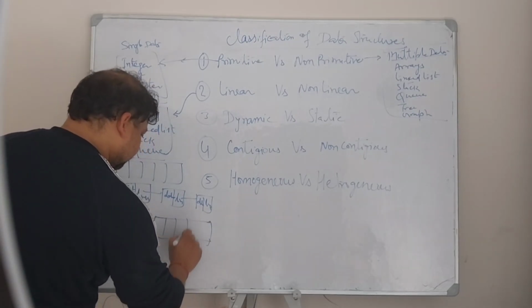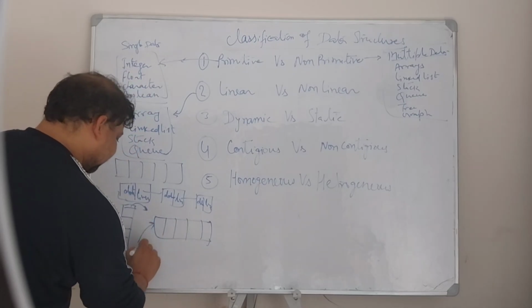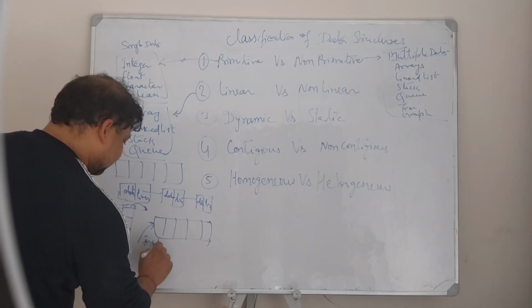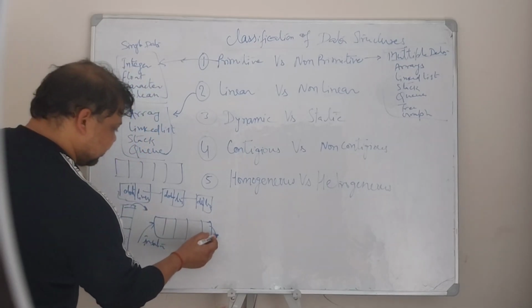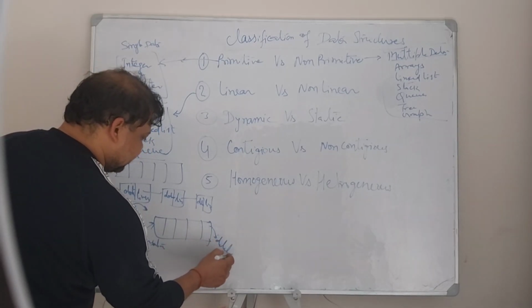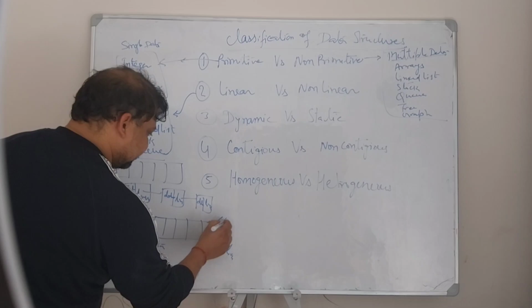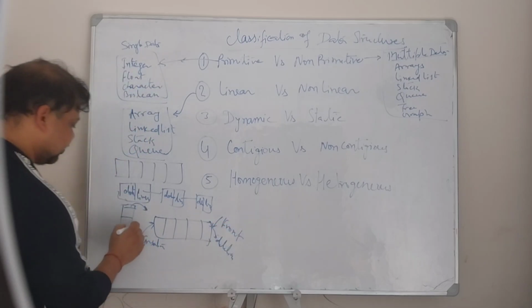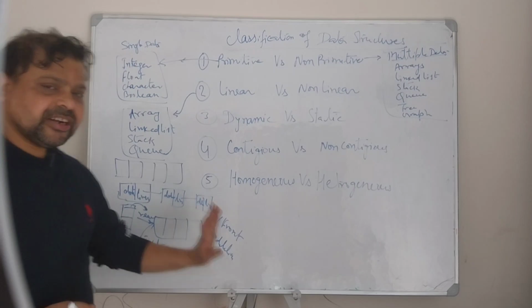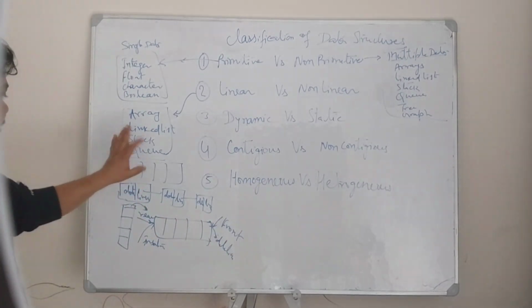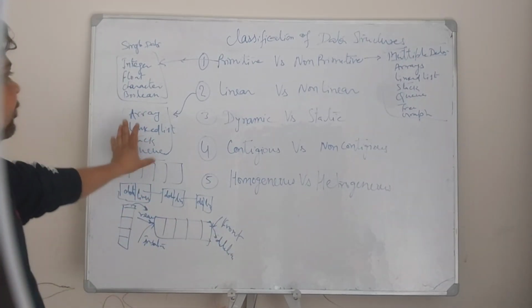So that is a queue. Insertion will occur at this place, and deletion at that place. This one is called the front, and this one is called the rear. Like a queue at the railway reservation system, that is exactly a queue, and that is always linear. So that's why it is linear.